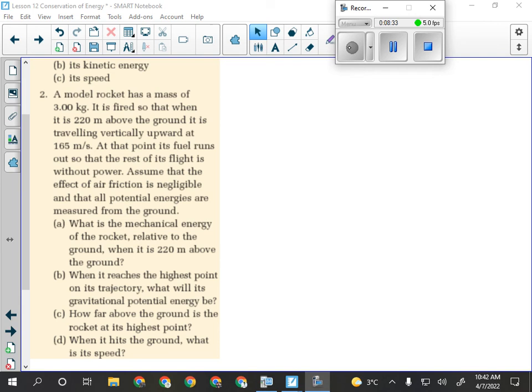All right, so for part A, how do we calculate mechanical energy? Right, potential plus kinetic. If I want to calculate mechanical energy, I just go EP plus EK, and I have enough information to calculate that because they tell me how fast it's going and how high it is and its mass, which is all I need.